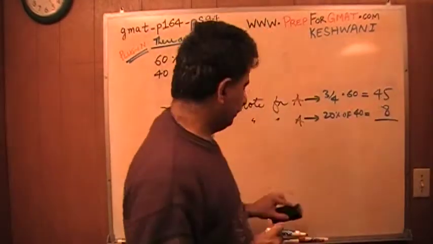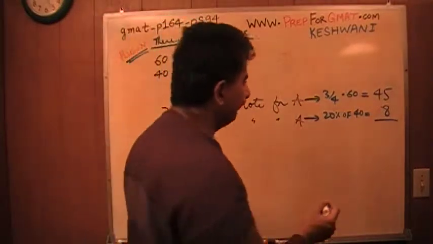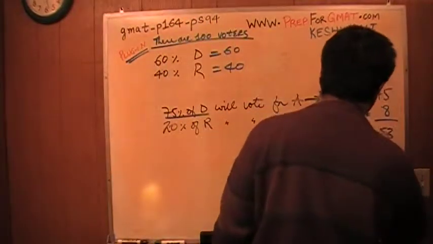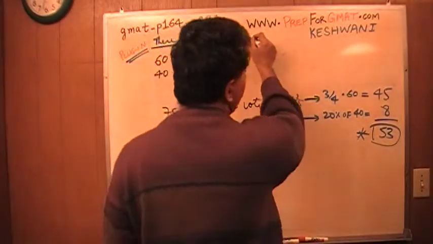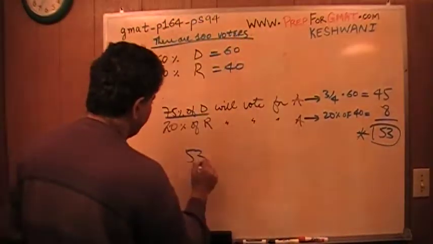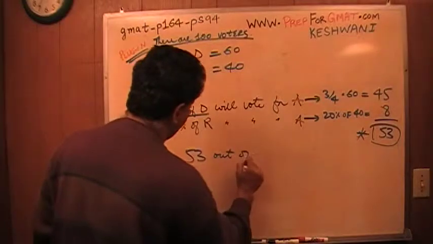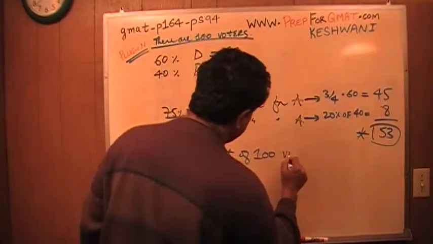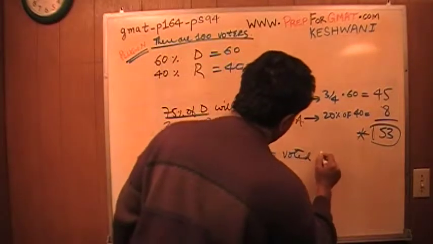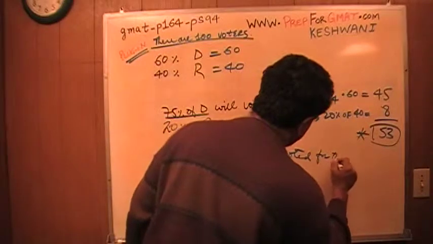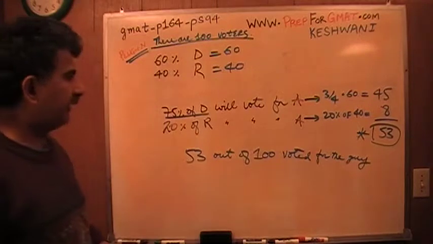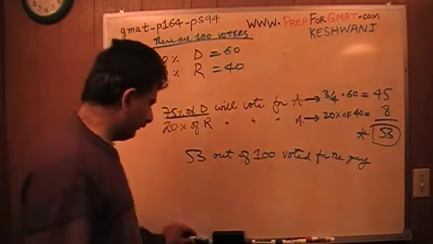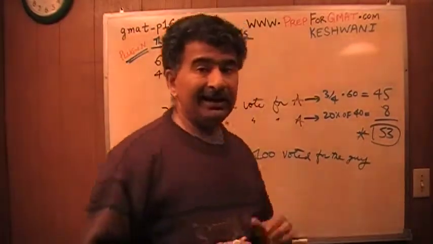This is how many people voted for the guy. Let's add them up. Looks to me that 53 people out of 100, 53 out of 100 voted for the guy. Voted for our guy, the guy being the candidate A. So let's see what the answers are. And that's why I plugged in 100.